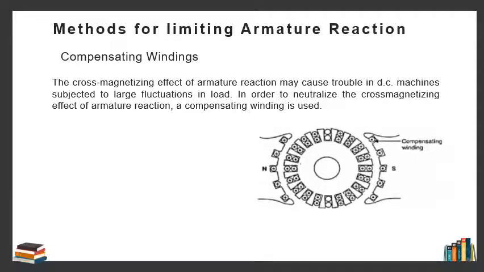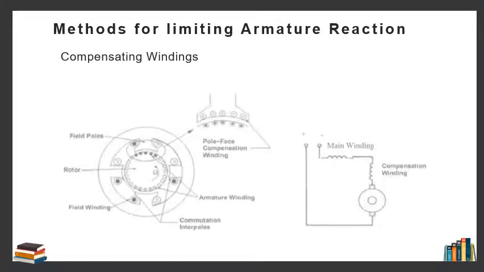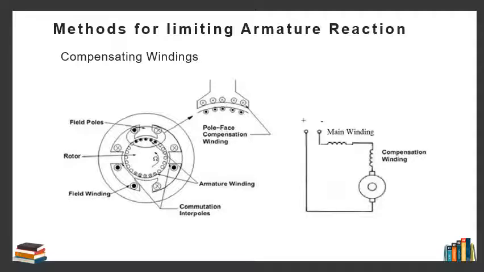So this is the diagram for the compensating winding. A compensating winding is an auxiliary winding embedded in a slot in the pole face, as shown in the figure. It is connected in series with the armature in a manner so that the direction of current through the compensating conductor in any one pole face will be opposite to the direction of the current through the adjacent armature conductors. So this is the proper diagram for the compensating winding.